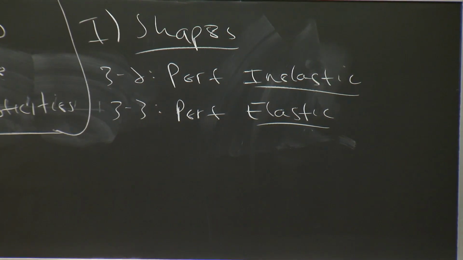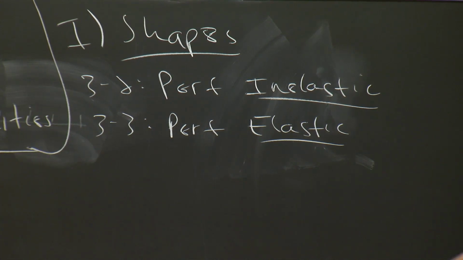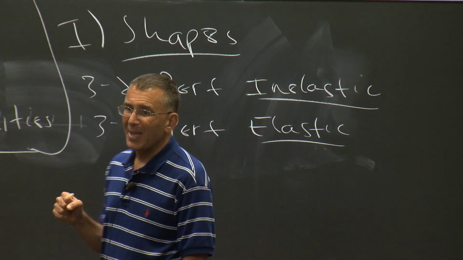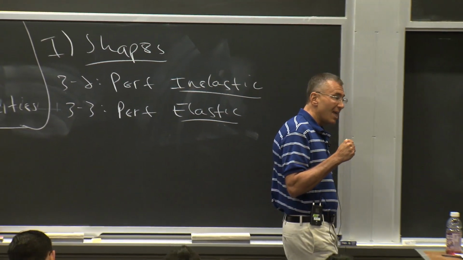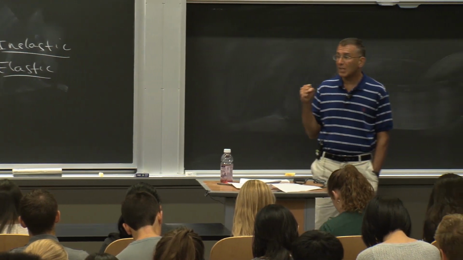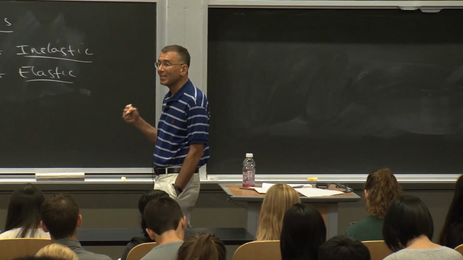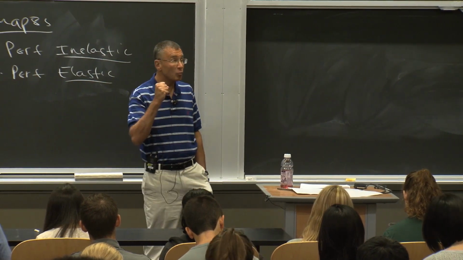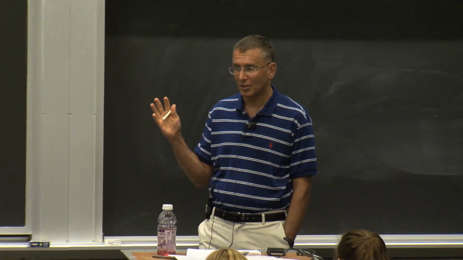Perfectly elastic demand. Perfectly elastic demand is a little bit harder to understand, but it's demand where people are willing to pay a given price, and that's all they'll pay. If you charge 1 cent more than that price, they won't buy anything. If you charge 1 cent less, they'll buy an infinite amount.